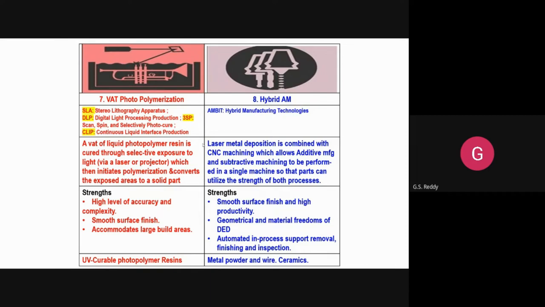The strength of this hybrid additive manufacturing is the smooth surface finish and the high productivity, geometrical and material freedoms of DED, and automated in-process support removal and inspection. Metal powder, wire and ceramics are the materials which can be used for hybrid additive manufacturing.